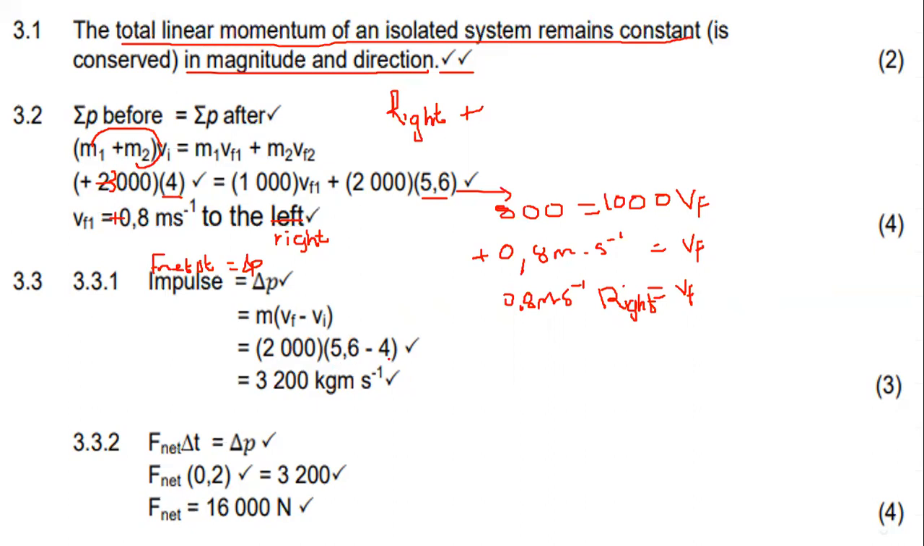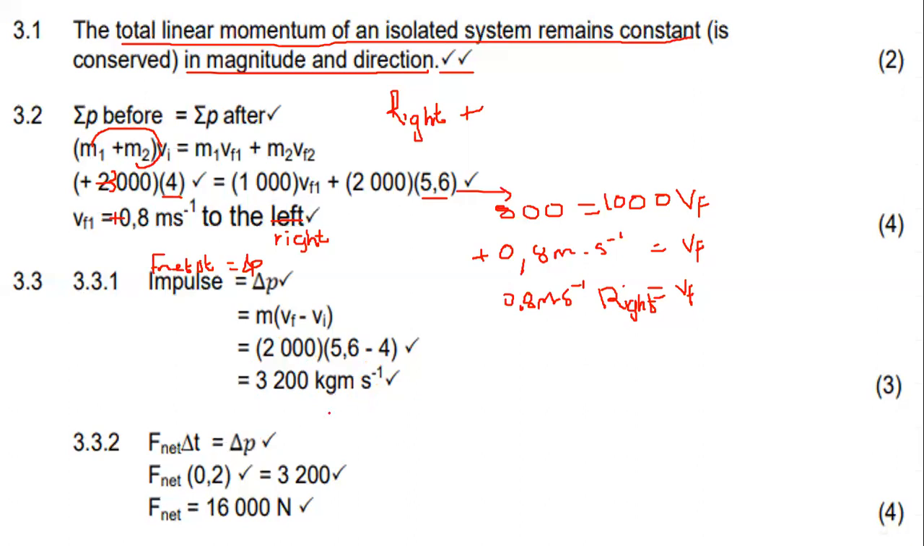In fact, you can just work out the brackets first, right? So if you work out the bracket first, it means you will say 5.6 minus 4. Then the learner will say, okay, that is going to give me 1.6, and then you take the 1.6 and multiply by 2000, and your answer will give you 3200 kilograms meter per second.